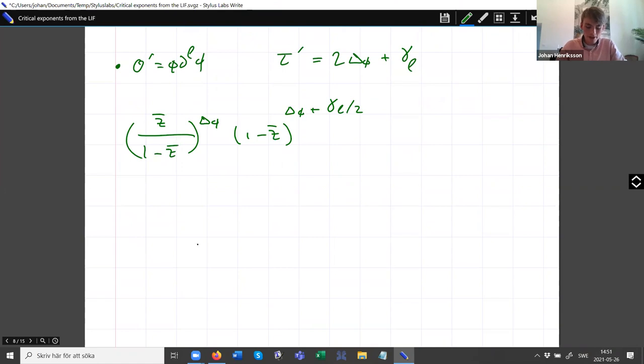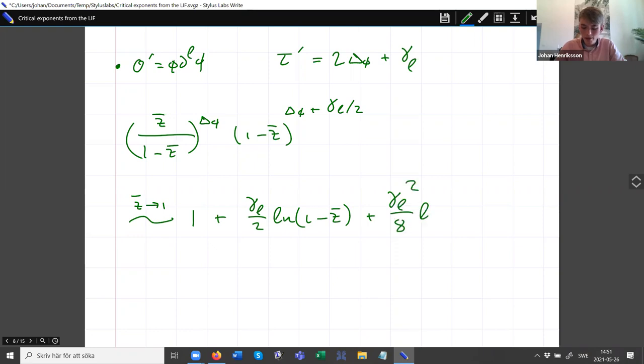And then you can expand this working in perturbation series, say, so that you guarantee that these anomalous dimensions are small. In the Z bar goes to 1 limit, this becomes 1, all multiplied by Z to the delta phi, but that is just 1 to leading order, plus gamma L over 2 log 1 minus Z bar, plus the next order gamma L squared over 8, log squared 1 minus Z bar, etc.